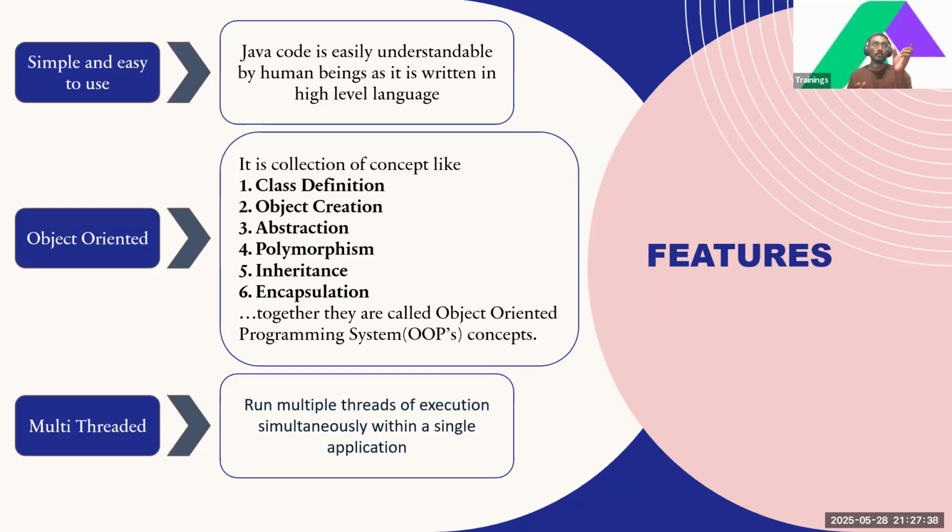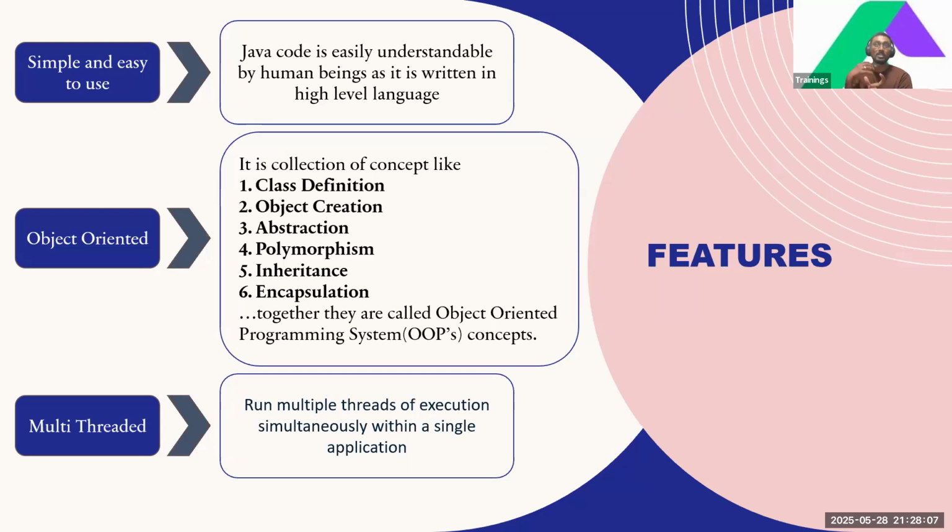Suppose you have started downloading something and you open a new tab. Will opening the new tab stop your download? No, it will continue downloading, right? So you can work parallelly. There multitasking is happening. In Java, we call this multi-threaded. We don't call it multitask, we call it multi-threaded.